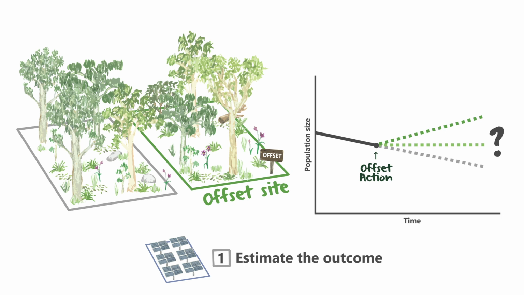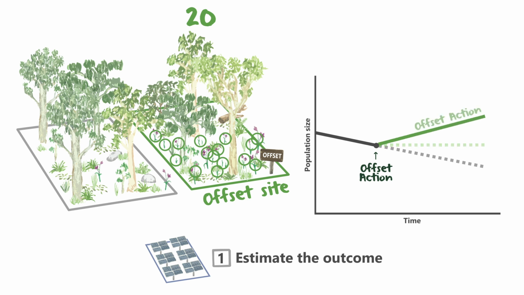To estimate this outcome, we need to think about how many plants there are at the site now under the current fire regime, how quickly and to what extent the plant's numbers are expected to respond to the new fire regime, and what other threats are present that might affect the future size of the plant population. For example, we might expect that about 20 plants would be on the site in the future under the offset action scenario.